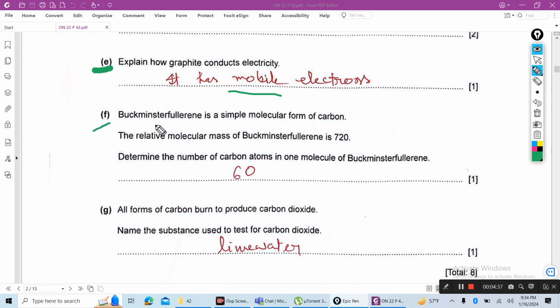Now F. Buckminster fullerene is a simple molecule form of carbon. The relative molecular mass of Buckminster fullerene is 720. Determine the number of carbon atoms in one molecule of Buckminster fullerene. So you know, carbon relative atomic mass is 12. So total relative molecular mass 720. So this means it contains 60 carbon atoms.